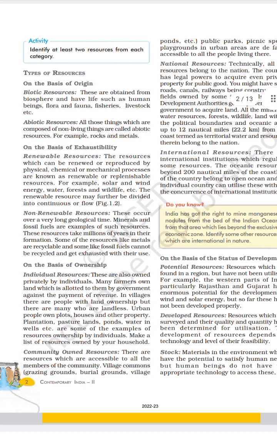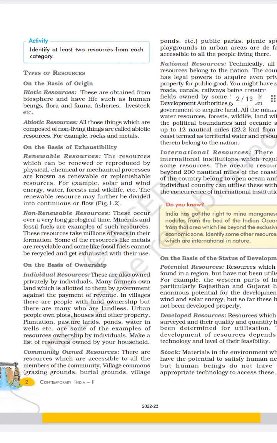Second, on the basis of exhaustibility, is non-renewable resources. These occur over a very long geological time. Minerals and fossil fuels are examples of such resources. These resources take millions of years in their formation. Some of the resources, like metals, are recyclable, and some, like fossil fuels, cannot be recycled and get exhausted with their use.